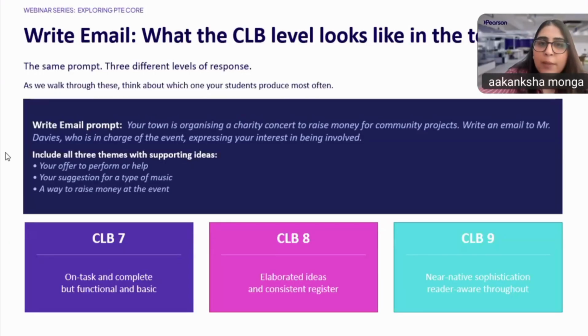Once again, we're following the same structure that we looked at earlier. So I'm going to show you a prompt here on the screen. And we are going to look at 3 different levels of response for CLB 7, 8, and 9. As we go through these 3 responses, I would like you to think about which one your students are most often producing or are most likely to produce.